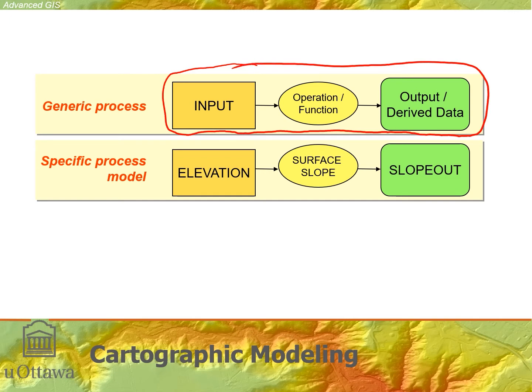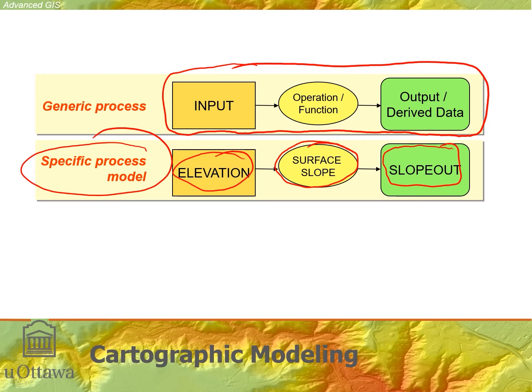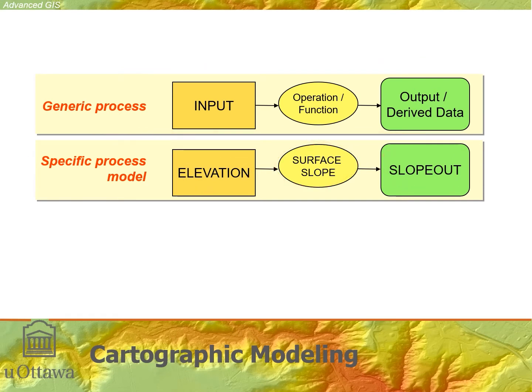We make it specific by giving it specific names to the inputs, the outputs, and the functions. So a specific process model is like this: elevation. So that's an input. And then we run a slope operation on that, a slope function. And that produces an output we call slope out. So it transforms the elevation values into slope of land. So that's called the specific model now.